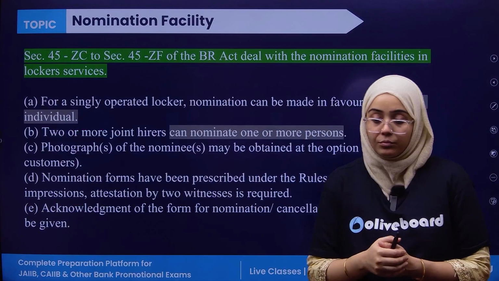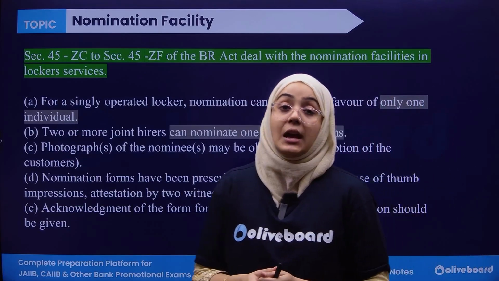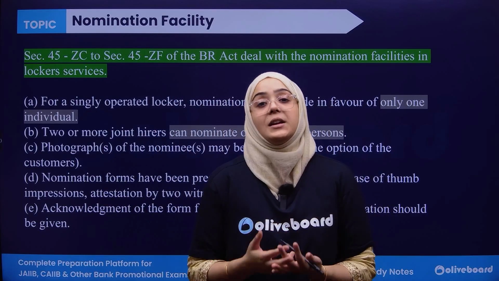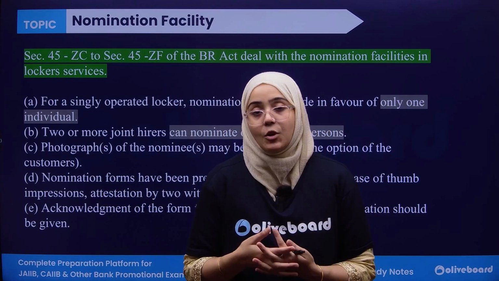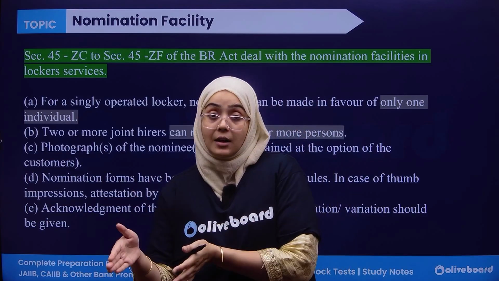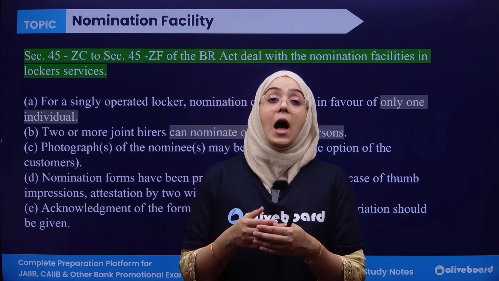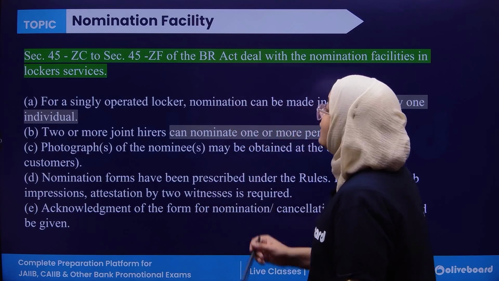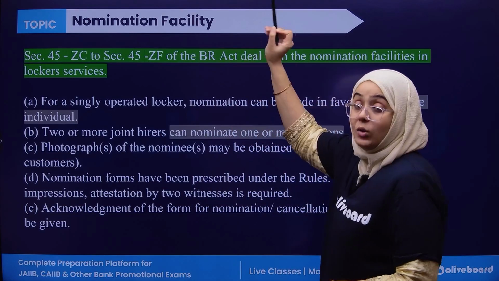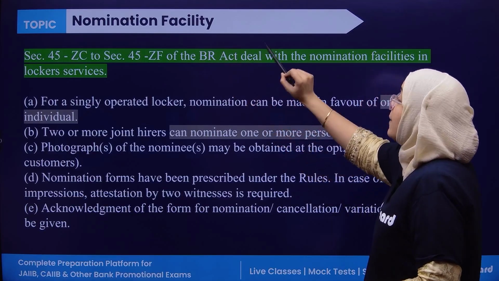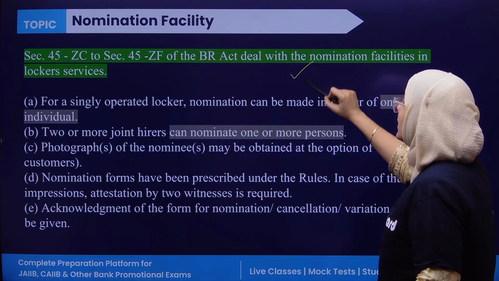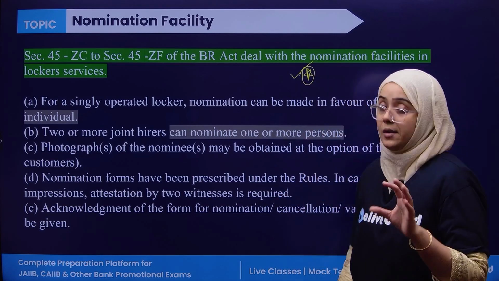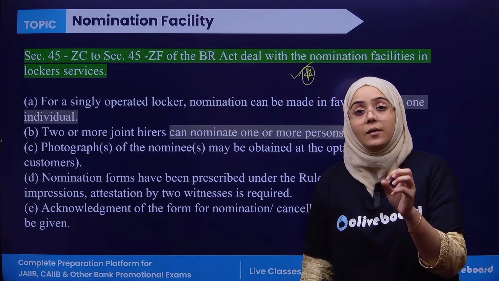Now, if we talk about the nomination facility, how can the nomination be done? For example, I have a safe deposit locker. If I have a joint account or a single account, how can I make a nominee for this locker? First of all, section 45ZC to section 45ZF of the Banking Regulation Act deals with the nomination facility. This is important. You need to learn this. You need to remember this.